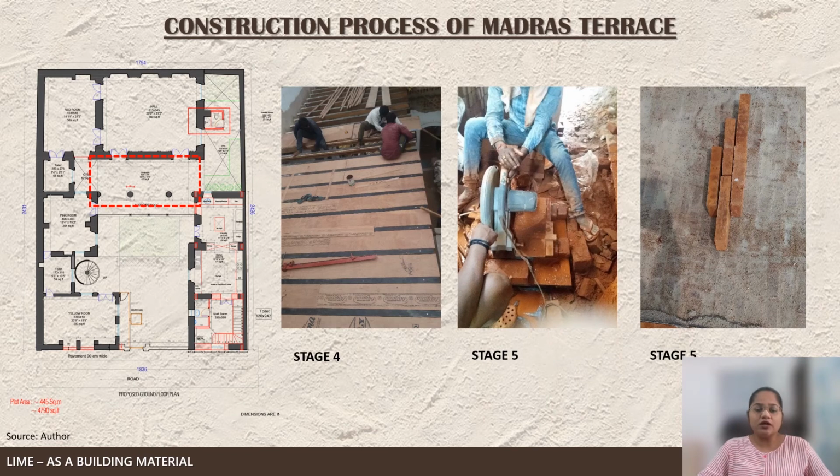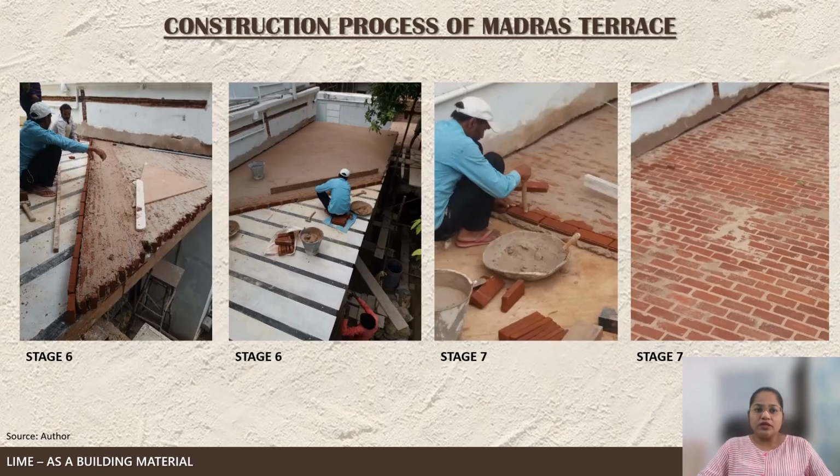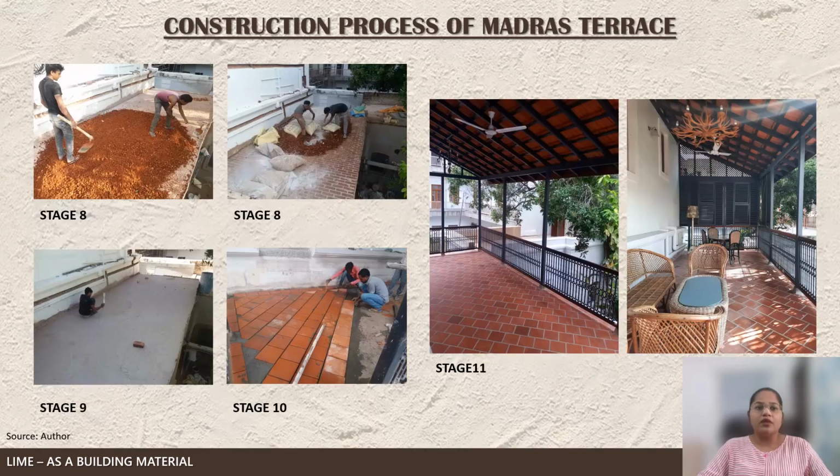Stage 5 is cutting the wire cut bricks to around the size of 8.75 inches by 3.5 inches by 1.5 inches. Stage 6 is placing wire cut bricks at a 45-degree angle with lime mortar as the first layer of the Madras Terrace. Seventh stage is placing wire cut bricks at a 90-degree angle with lime mortar as the second layer of the Madras Terrace.